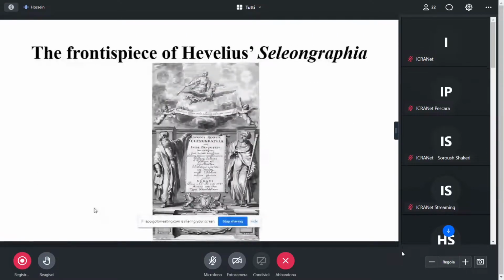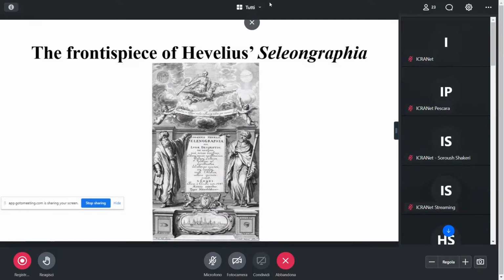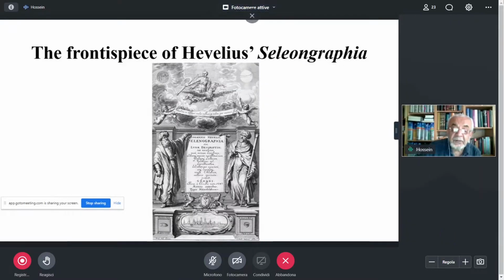What I am interested in is the title page of this book, which is an allegorical illustration. In this illustration, you see two men standing. The man at the left is Al-Haytham. His name is written here under his figure, Al-Haytham. And the man on the right is Galileo. His name is written here, Galileo.